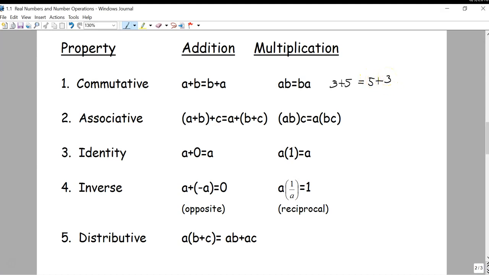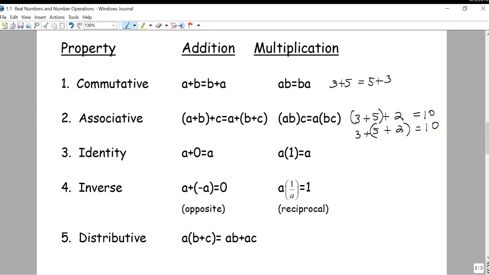The associative property has to do with grouping. It has to do with the way numbers are grouped. When we're adding or multiplying more than two numbers, the order in which we group the numbers does not matter. 3 plus 5 plus 2. If I add 3 plus 5, I'll get 8, and then 8 plus 2 is 10. Or if I group the 5 and the 2 together, 5 plus 2 is 7, and then I add 3, I get 10 either way. They're both 10.